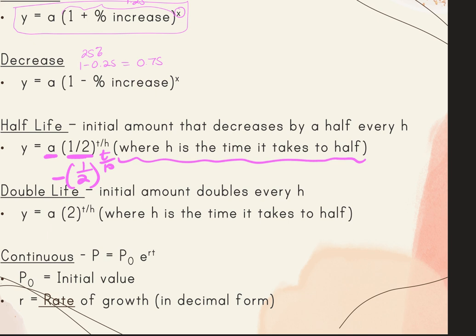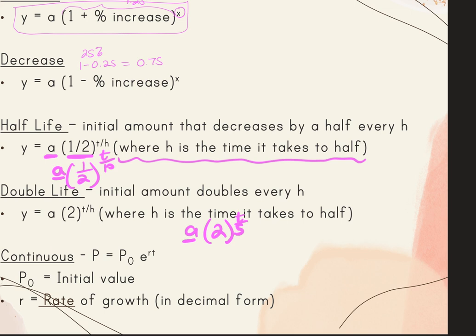If it's double life, it's the same concept, except instead of being 1/2, it's going to be 2. So if something doubles every 5 years, then whatever my initial value is going to be my A. The 2 is the base. And what did I just say? 5 years? So it would be T over 5. Is that a negative or a 1? No, it's the A. Sorry. That's where the A goes.